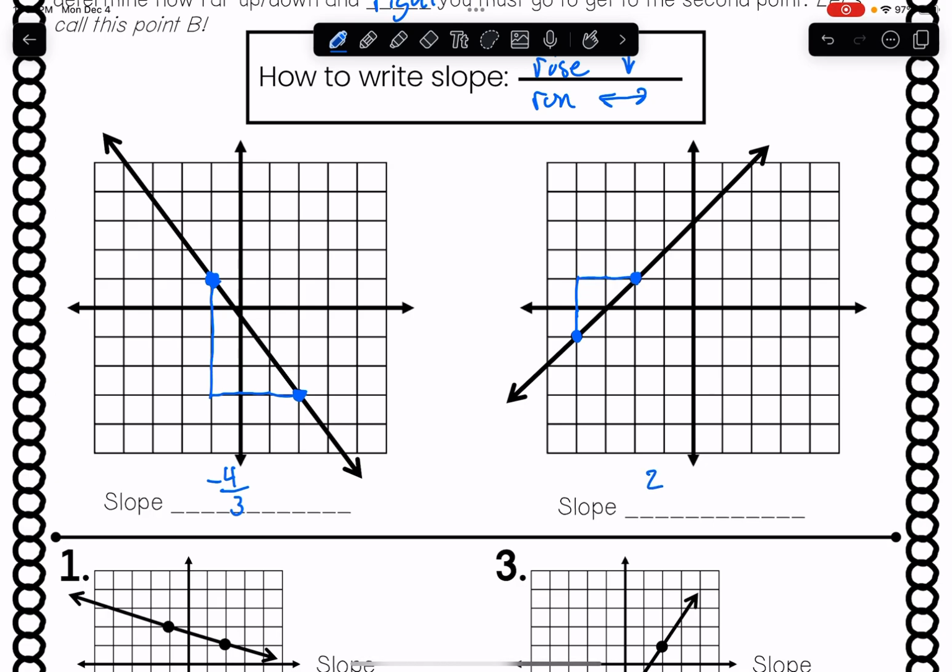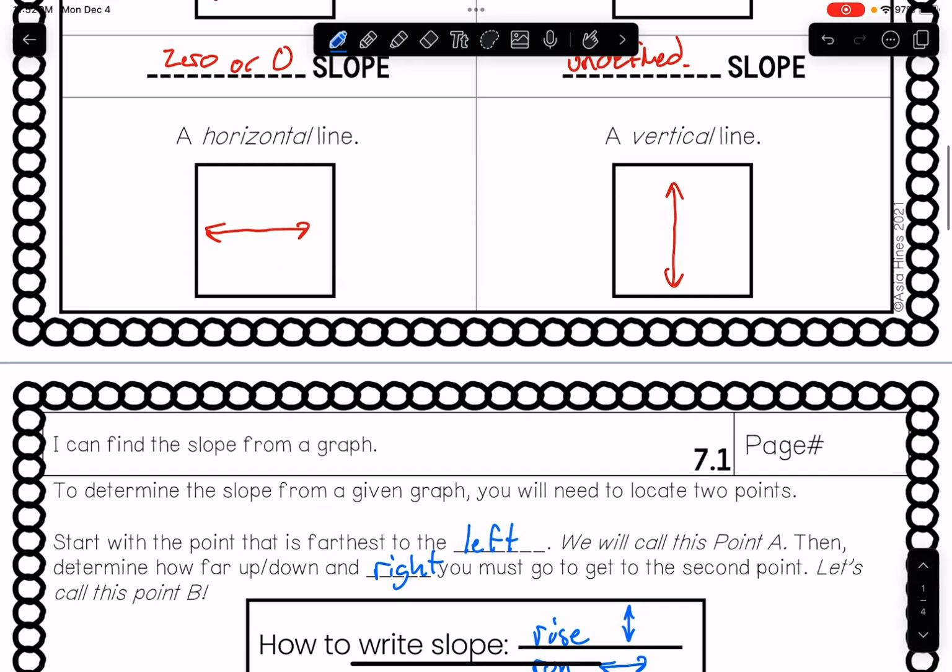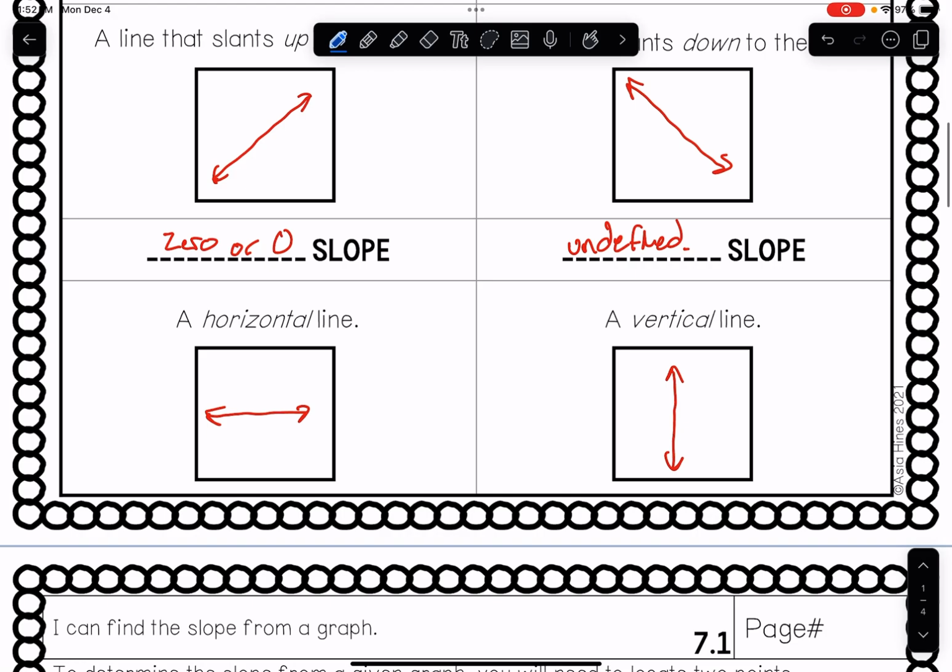So we're going to have a rise of 2 divided by a run of 2. Always reduce your fractions, so 2 divided by 2 is going to give us a slope of 1 there. All right, so now that we're counting slopes and seeing that slope is rise over run, let's go revisit these horizontals and undefines.